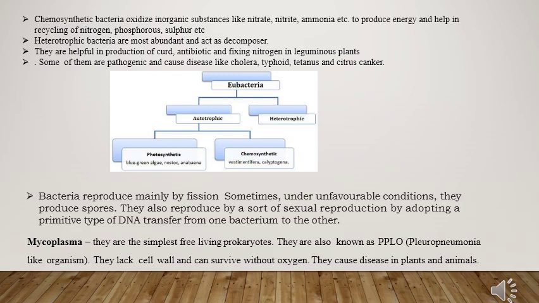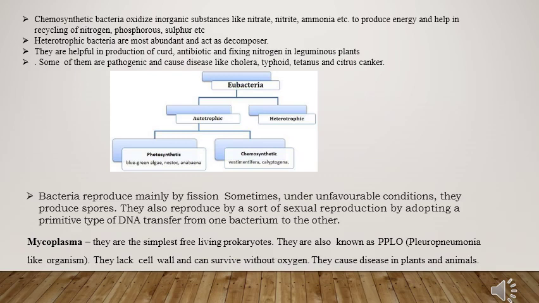Some of these bacteria are pathogenic. Pathogenic means disease causing bacteria. So such diseases that are caused by these bacteria are cholera, typhoid, tetanus, citrus canker. Citrus canker is a plant disease. These eubacteria are able to reproduce by fission, but in some unfavorable conditions, they can produce small spores. And these spores are the reproductive unit for these bacteria, showing the sexual reproduction whenever they get favorable conditions.